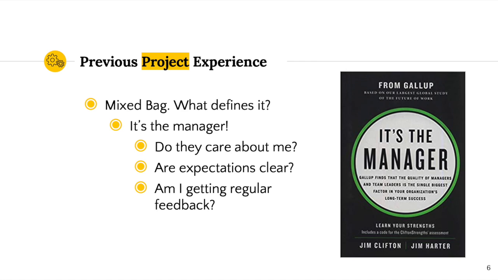The other thing that I've noticed is that the manager really matters. And actually, there's a book that I really enjoy. It's called It's the Manager by Gallup, that basically says that the thing that matters the most for employee engagement is the manager. And the three things that they emphasize help a manager succeed are: does the manager express that they care about me? Are their expectations clear of me? And am I getting regular feedback? If those three things are true, employee engagement tends to rise in a rapid way. And when employee engagement goes up, so does productivity.